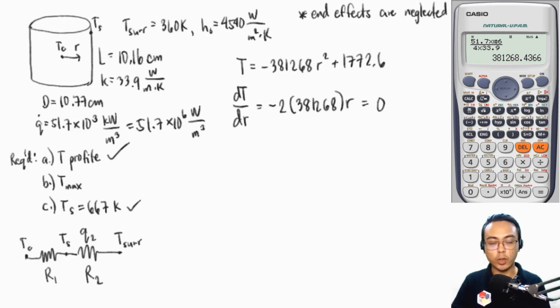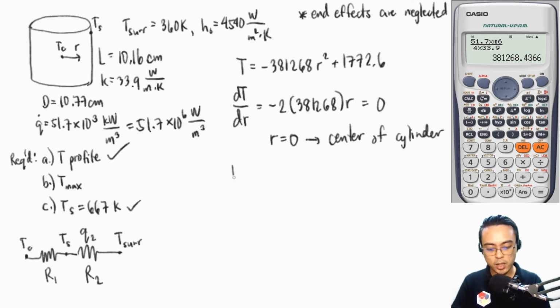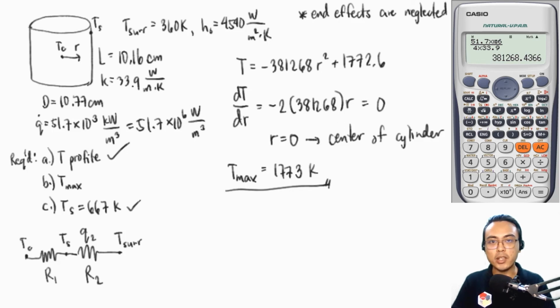So if this expression is equal to 0, we can immediately see that r is equal to 0. This is the position at which the maximum temperature exists. So how do we interpret R is equal to 0? We say that this is at the center of the cylinder. Okay? Next, you have to substitute R is equal to 0 to our temperature profile in order to determine the maximum temperature Tmax. So Tmax is now, if R is equal to 0, the first term cancels, then we have the maximum temperature as 1773 Kelvin. That is how we determine the maximum temperature.